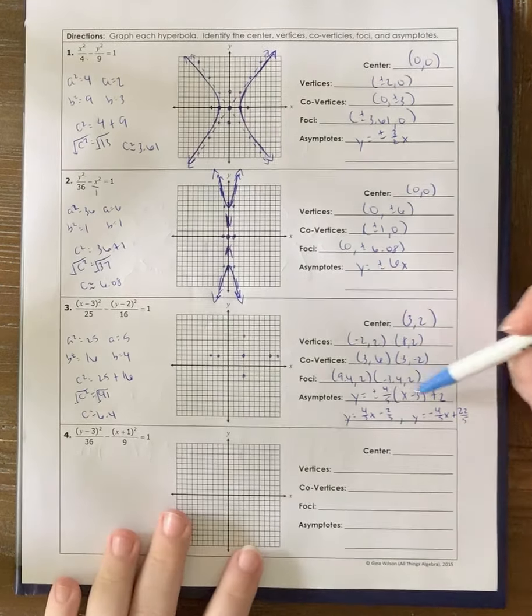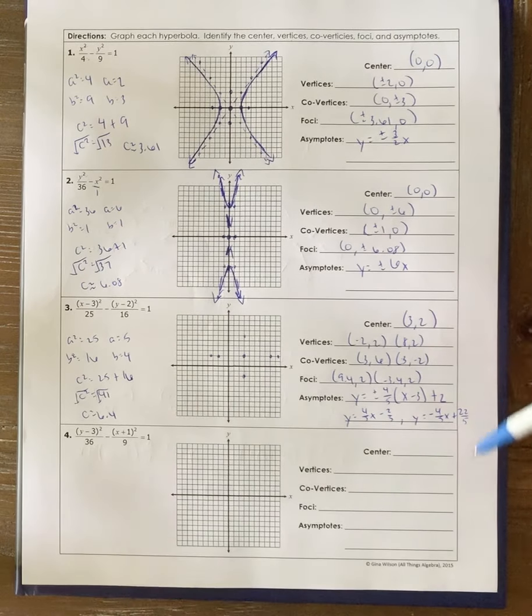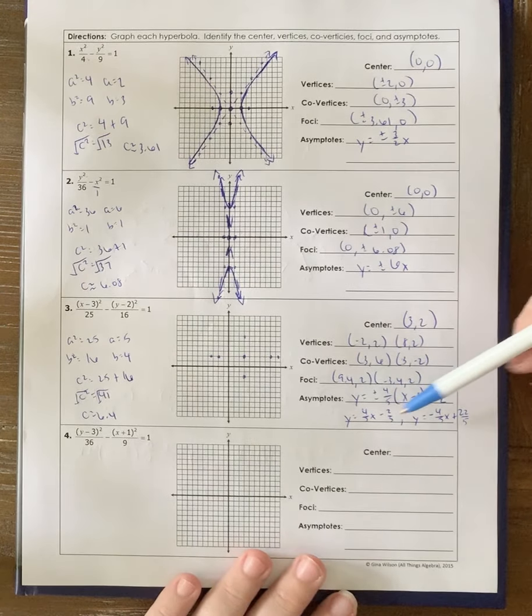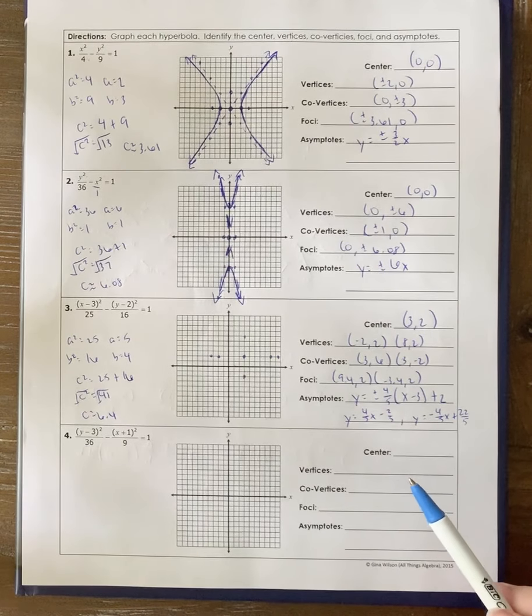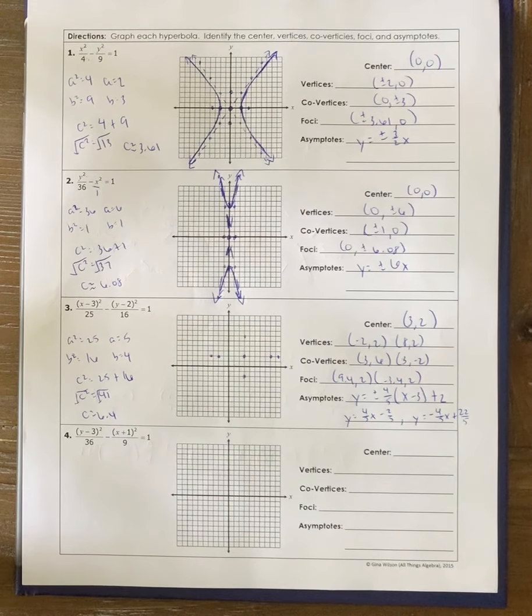So these are our two asymptotes right there. This is what you get when you plug it into the formula, but then when you simplify it down, you distribute and add 2 in, you're going to end up getting this right here. So that's what we need to graph. So negative 2 over 5.